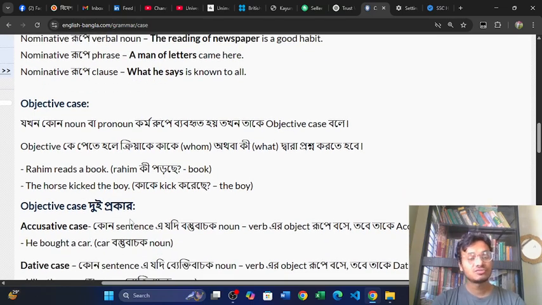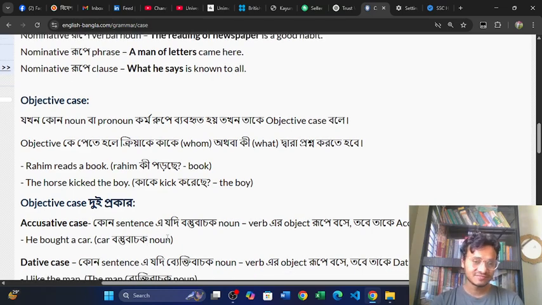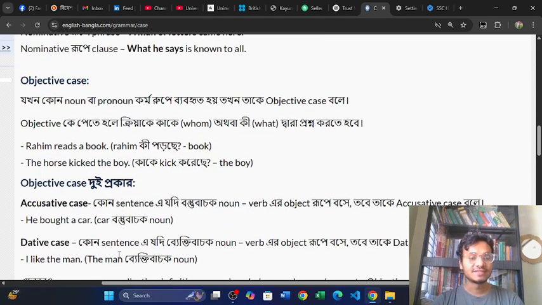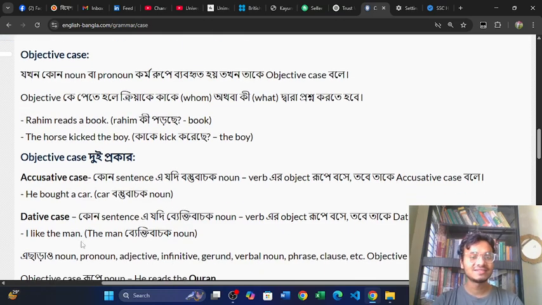So let's see objective case. There are two kinds of objective case. Accusative case: if a noun denoting a thing sits as the object of a verb in a sentence, it is called accusative case. He bought a car. Here the object is a thing noun. Dative case: if a noun denoting a person sits as the object of a verb in a sentence, it is called dative case. I like the man. Here man is the person noun, and a car is the object.